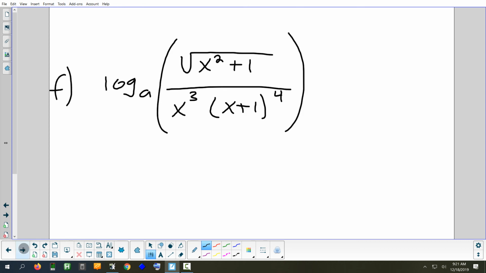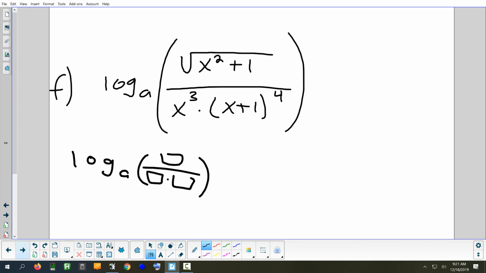All right, let's try this one. Okay, so we've done addition, we've done subtraction. This one's got a little bit of both. I see multiplication in the bottom, right? Something times something. That's how I break it down in my head. I say, okay, I've got something in the top, and then I'm dividing, and I've got something times something in the bottom.